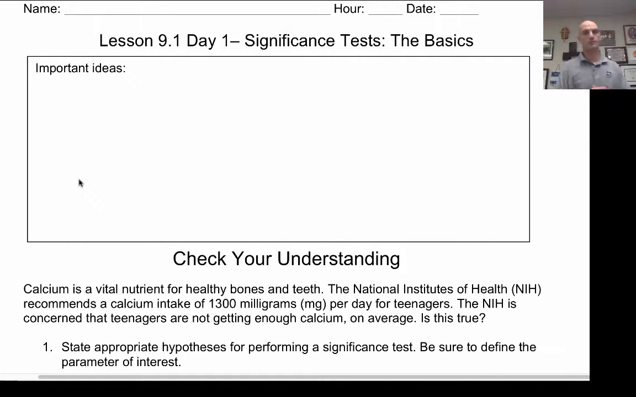Welcome back. Today we're going to talk about what significance tests are. What are we actually trying to accomplish and how do we do it? How do we test for significance? So basically what we're doing with a significance test is we are testing a claim.